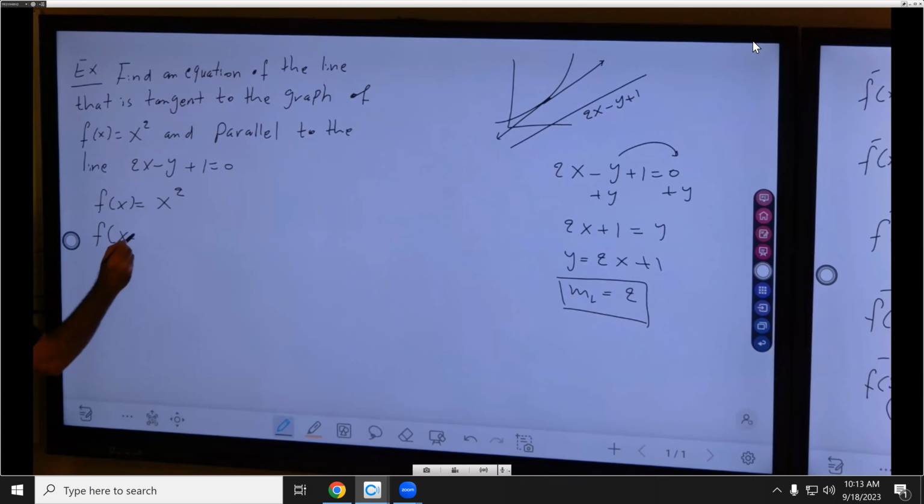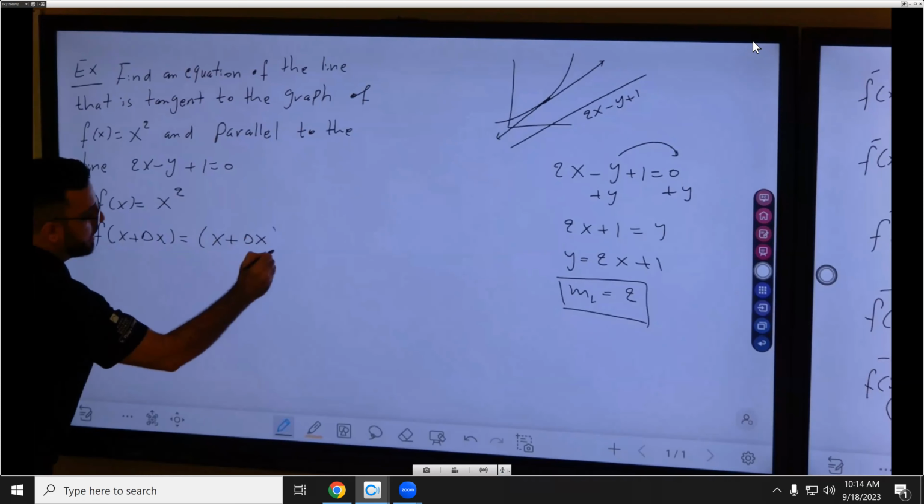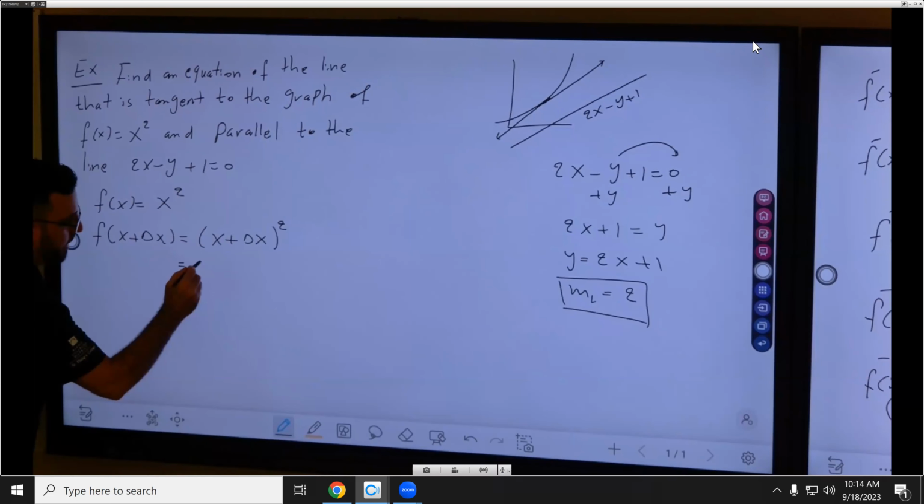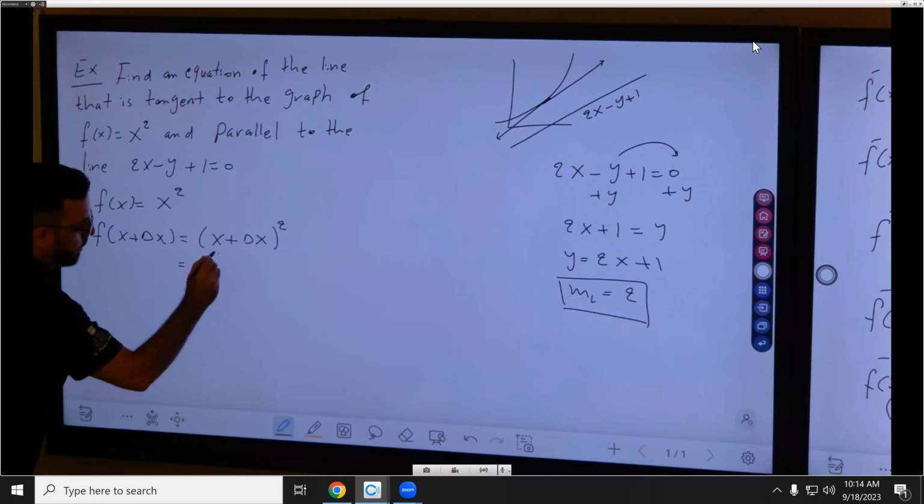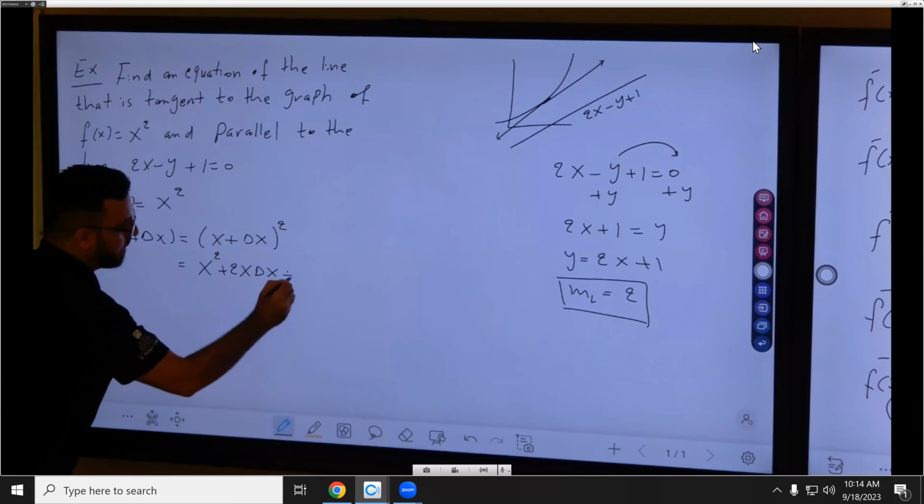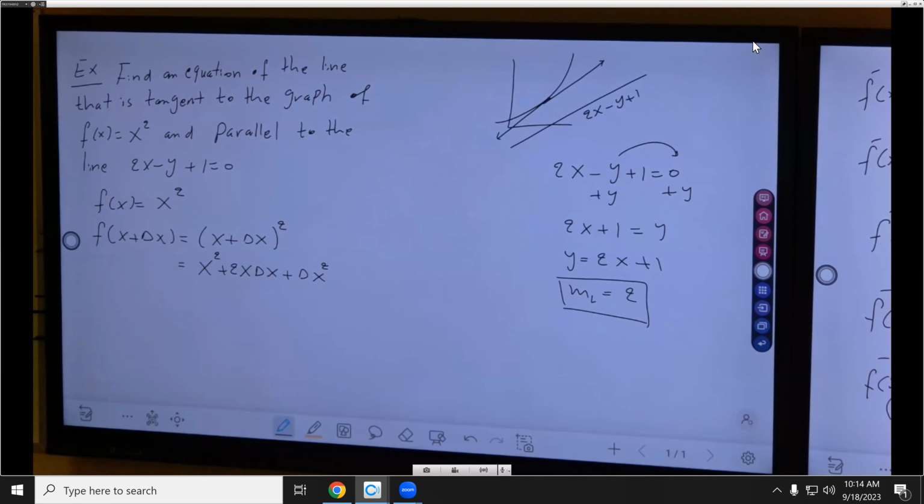f of x plus delta x equals (x plus delta x) squared. Yes or no? Can I simplify this one? Yes. I'm just going to simplify it right away. You have to write down two parentheses and distribute it. So it's going to be x squared plus 2x delta x plus delta x squared. Okay? Any questions so far?